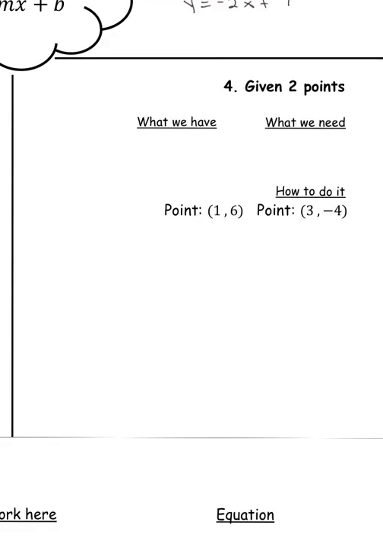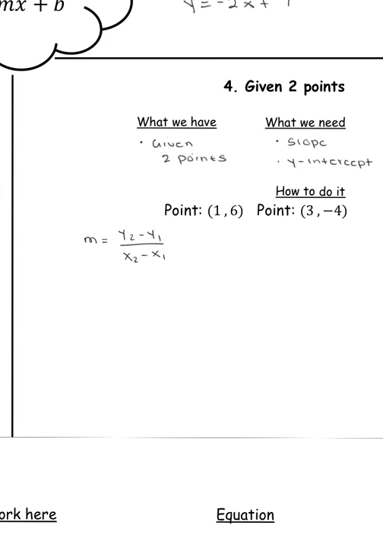All right. For our next example, we're going to find the equation when we're given 2 points. For this situation, what do we have? We're given 2 points. And what do we need? In this situation, we need to find our slope, and then we need to find our y-intercept. So how do we find slope when given 2 points? We use the formula m equals y2 minus y1 over x2 minus x1.